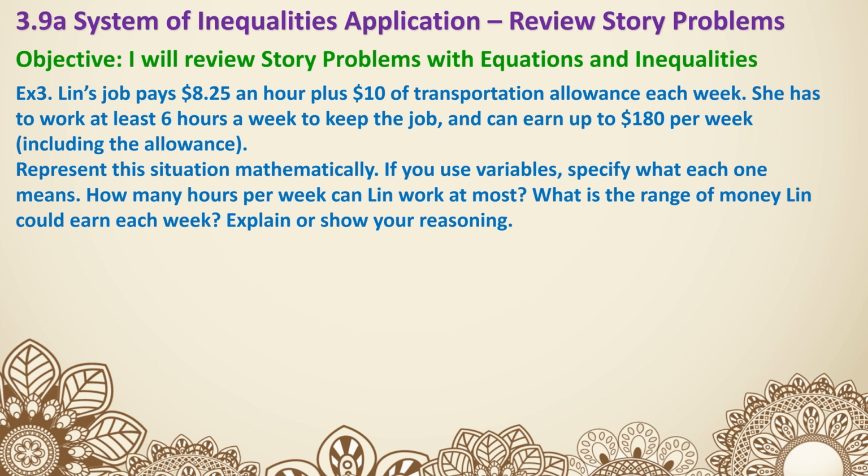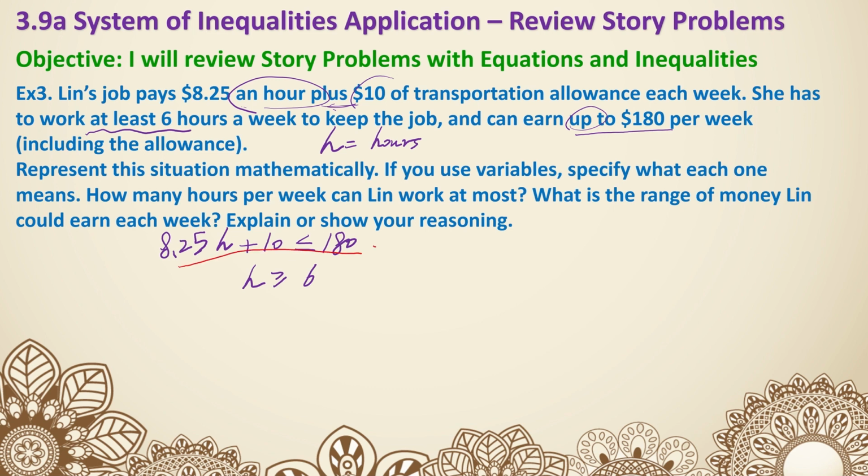So first, let's see, $8.25 an hour. So that's going to be multiplied with the hours. Let's use H to represent the hours that she can work. But then on top of that is plus $10 of transportation allowance. Up to 180 means that you can't go over it, so it's less than or equal to 180. The other requirement is she has to work at least 6 hours, so H has to be greater than or equal to 6. These are the inequalities. Now we can solve them.